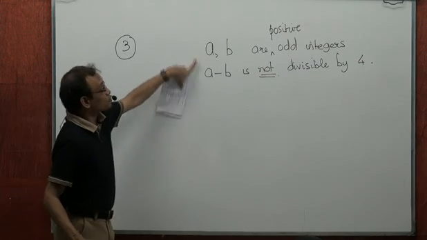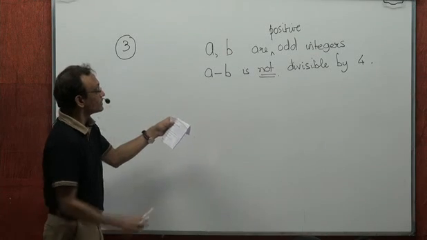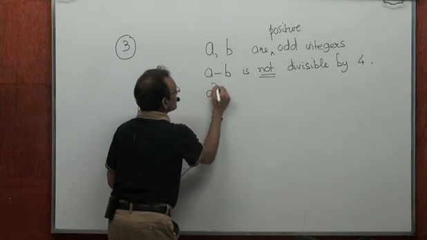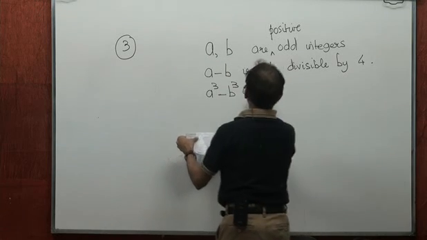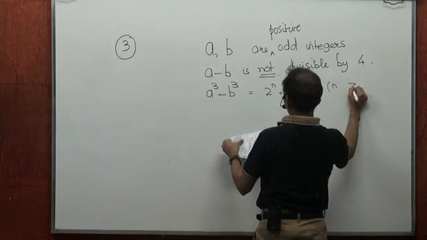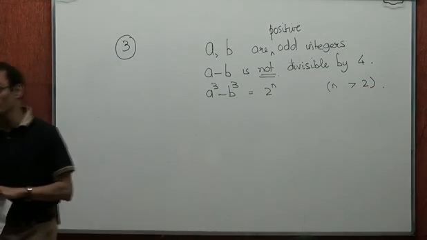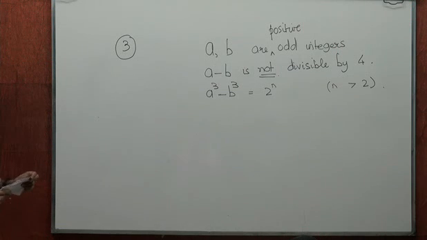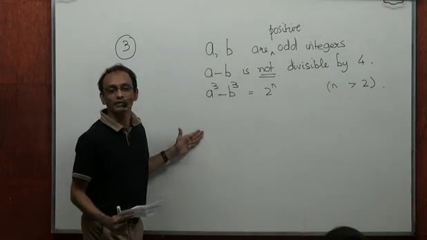So these are two conditions given. A, B are positive odd integers, and it's also given that A cubed minus B cubed is 2 to the power n, where n is a natural number greater than 2. I want to be able to find values of A, B and n meeting all these requirements.